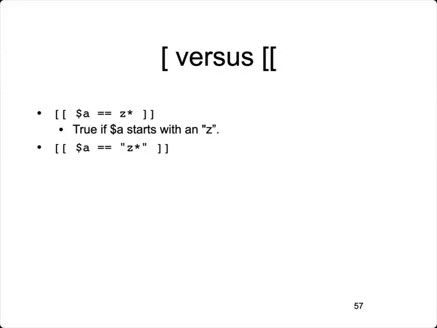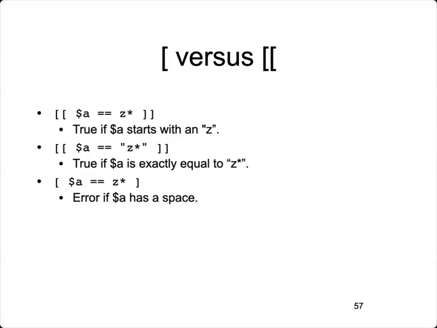Yeah. Well, I'll go through and make my case that people should not be using the single square bracket here. So this will be true if A starts with Z, right? This will be true if A is exactly Z asterisk.